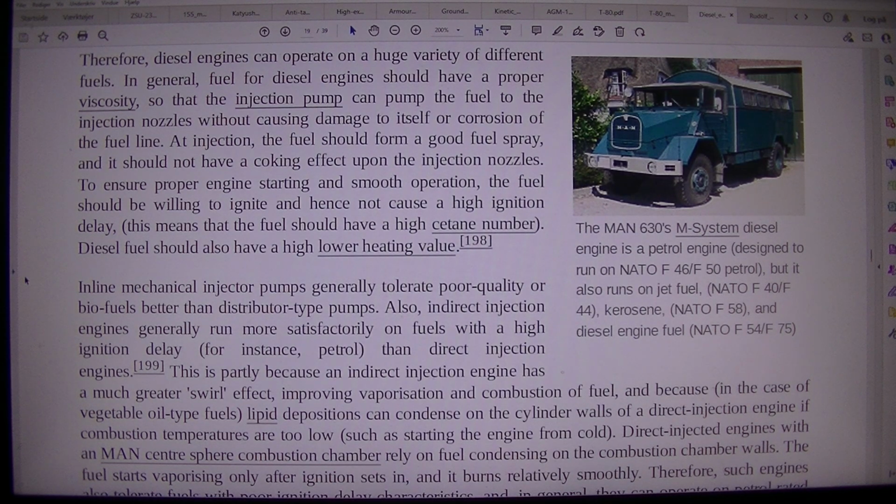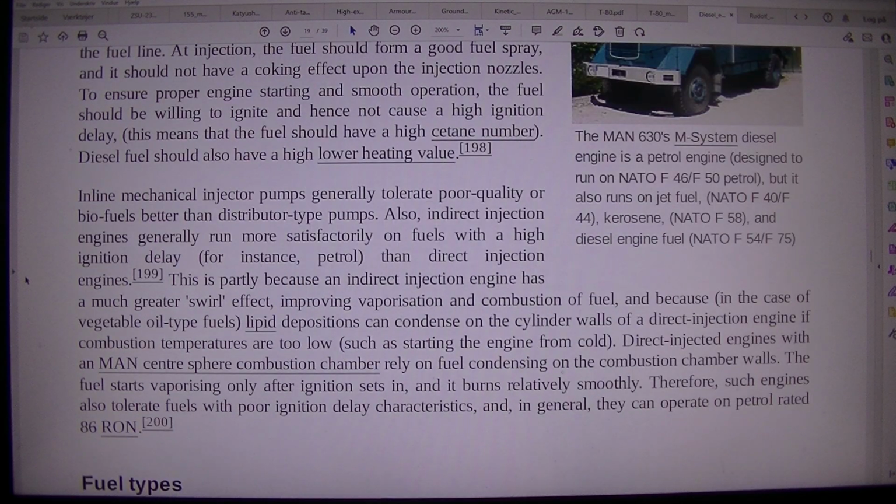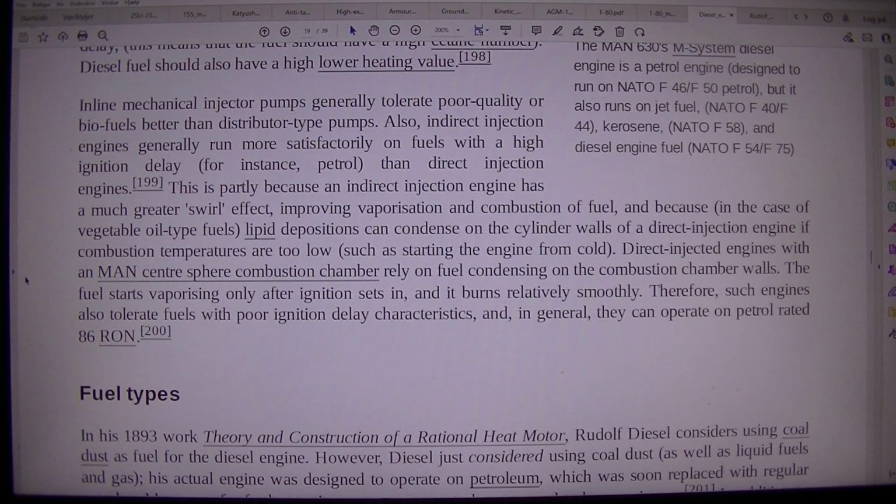In general, fuel for diesel engines should have a proper viscosity, so that the injection pump can pump the fuel to the injection nozzles without causing damage to itself or corrosion of the fuel line. At injection, the fuel should form a good fuel spray and it should not have a coking effect upon the injection nozzles. To ensure proper engine starting and smooth operation, the fuel should be willing to ignite and hence not cause a high ignition delay. This means that the fuel should have a high cetane number. Diesel fuel should also have a high lower heating value.